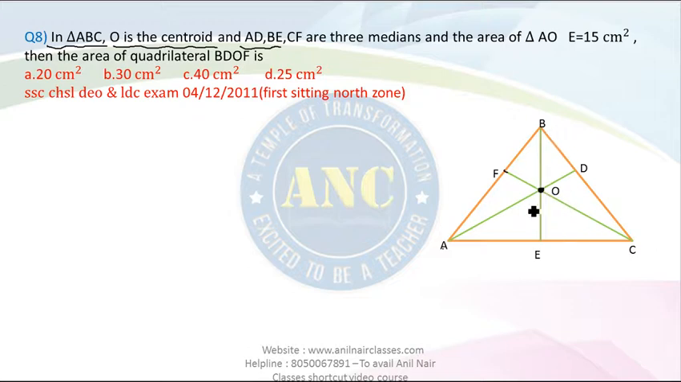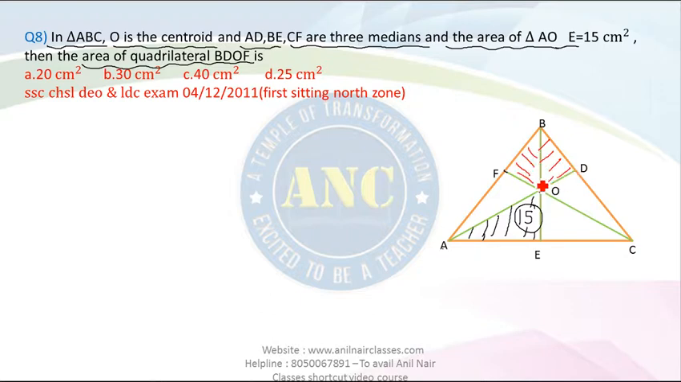Now O is the centroid, AD, BE, CF are 3 medians, and the area of triangle AOE, right? The area of triangle AOE is given as 15 centimeter square. Then find the area of quadrilateral BDOF. Where is BDOF present, sir? BDOF. This particular area is what I need to find.